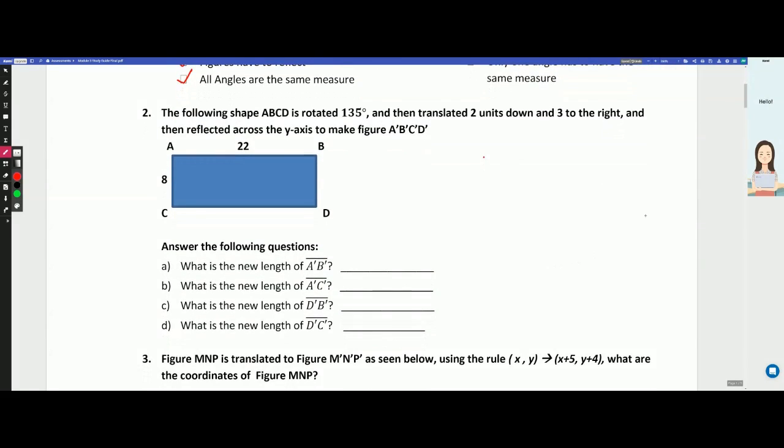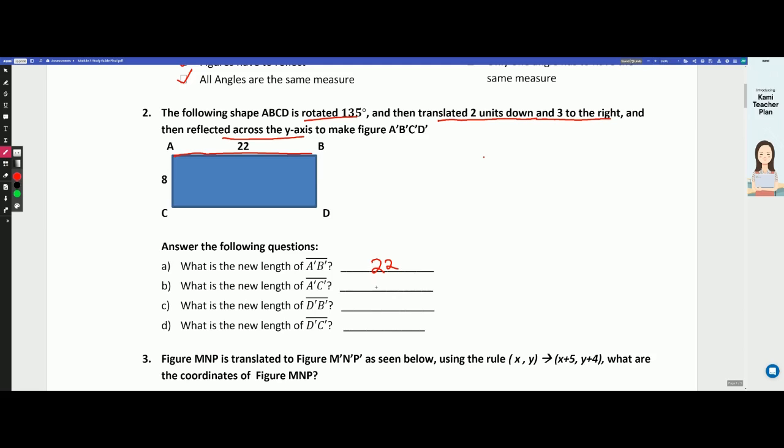All right. Number 2, following shape. So you have a rectangle here. Let's say you had an eraser or a block or something like that on your desk, and you rotated it 135 degrees. Then it fell 2 feet and slid 3 feet to the right of you, and then it bounced and reflected across a certain line on the floor. Well, let's say you had 22 inches across on the length of that block. It's still going to be 22 inches after you rotate it and do all that rigid motion to it.